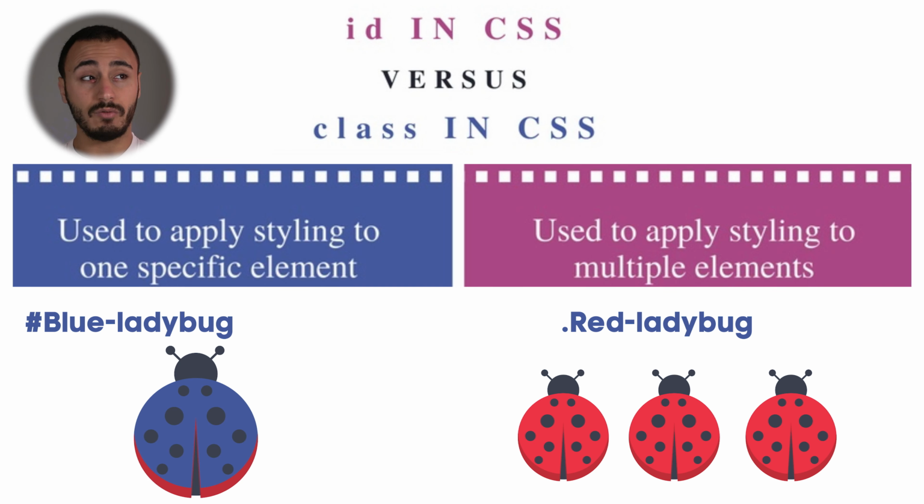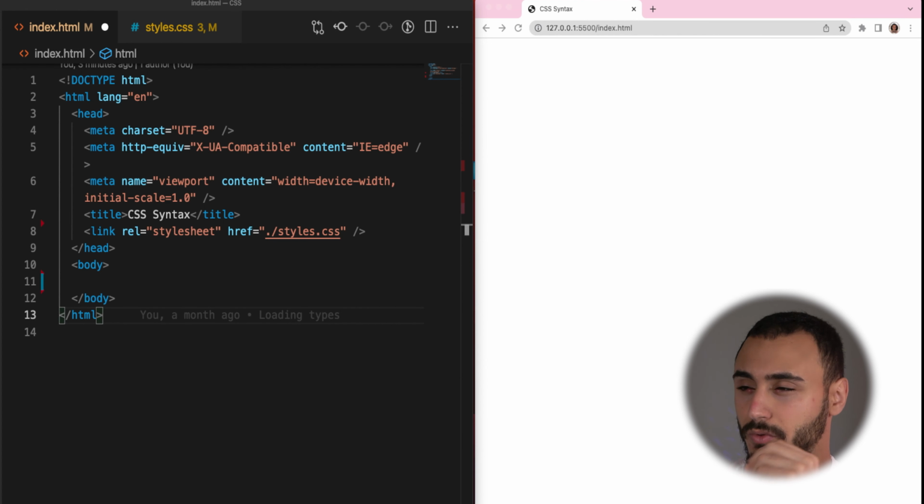So as you see, we have one blue ladybug. That's why it makes sense to give it an ID, because it's unique and specific, it's one. Meanwhile, we have multiple, like 200, 300 or 1000 red ladybugs. That's why it makes sense to give it the class red. So let's get to the live example.